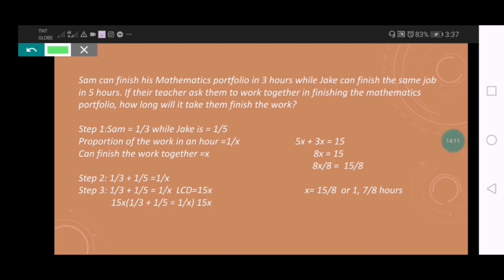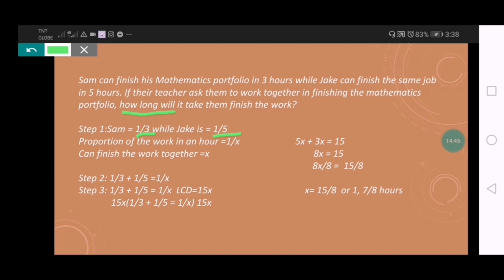Since the question is, how long will it take them to finish the work? Step 1. Represent the unknown in the problem. Since Sam can finish the work in 3 hours, we can say he does 1/3 of the work in an hour, right? While Jay can finish in 5 hours, so he can do 1/5 of the work in an hour.